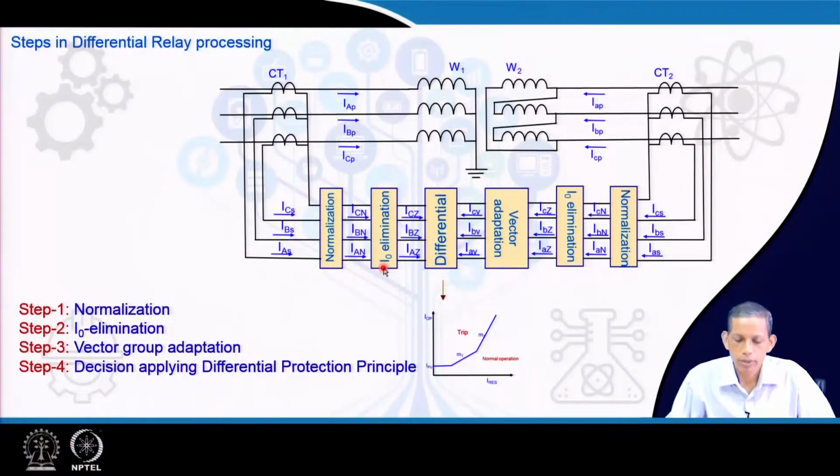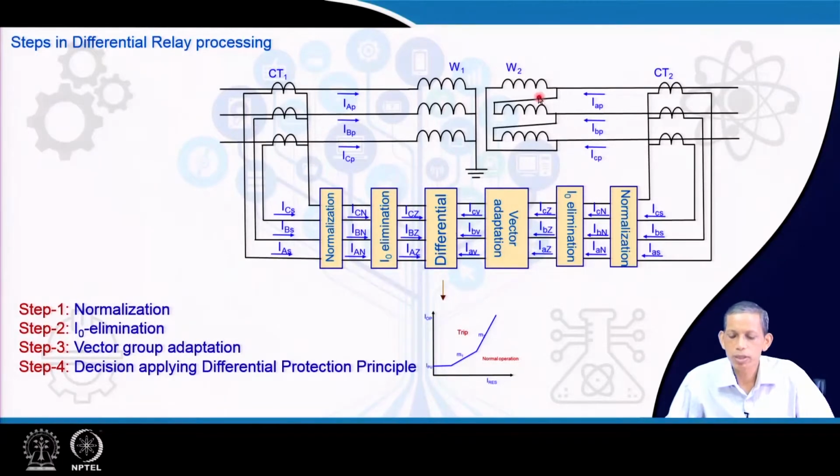Then, as already mentioned, if it is a star grounded system also, we require zero sequence elimination, subtraction of the zero sequence current from each of the phase currents, and then we get IAZ, IBZ and ICZ. The Z here refers to the zero sequence elimination. So, this is the processing from the high voltage side.